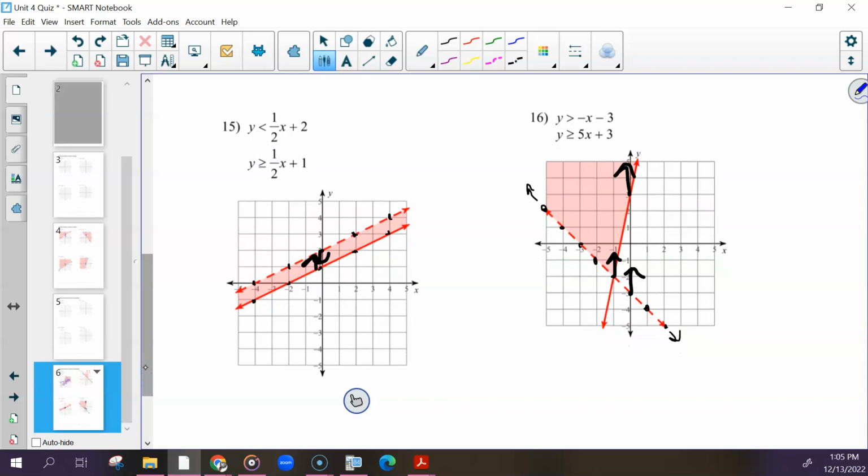For 15, most of us saw that these were parallel lines. Most of us did the correct shading, but one of them should have been dashed, the other solid, with the overlapping in between them, not outside of them. And then 16, this one was dashed. The 5x plus 3 was solid, and this should have been your overlapping.